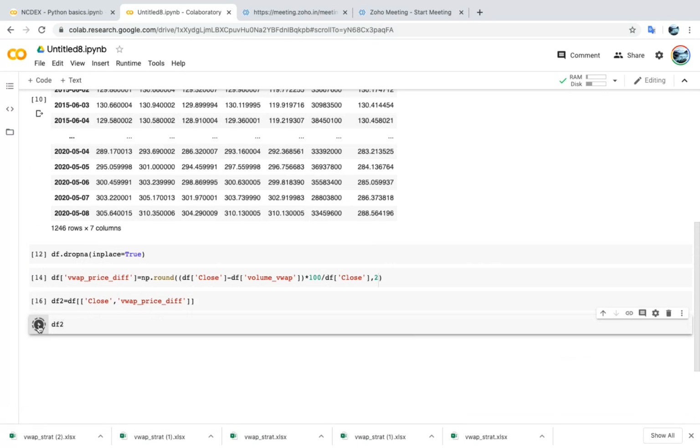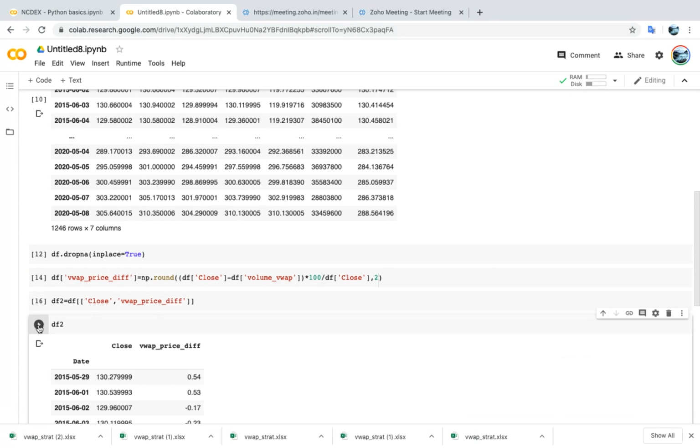And let us see whether it worked or not. It worked because this time I didn't need to use inplace, because I'm assigning the dataset df dataset to df2. So I don't need to use inplace. So I have only columns with me now: close, VWAP close price difference, and date.